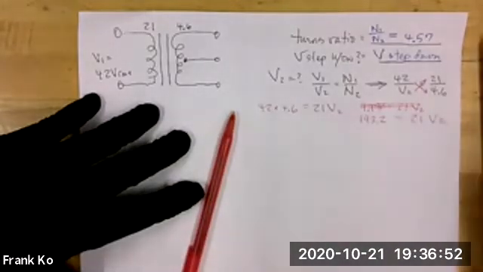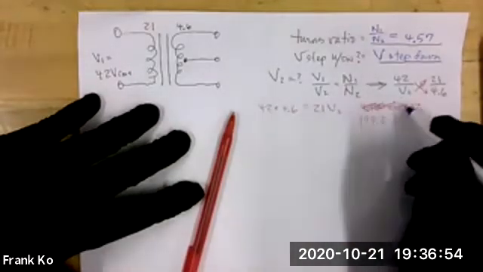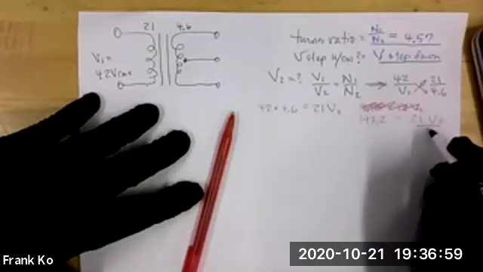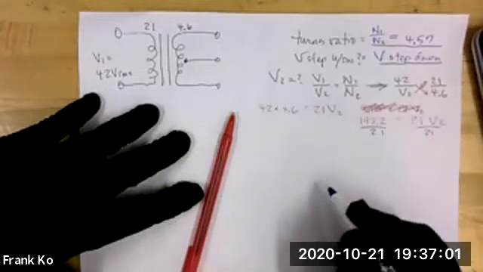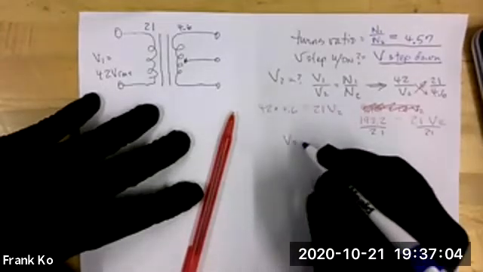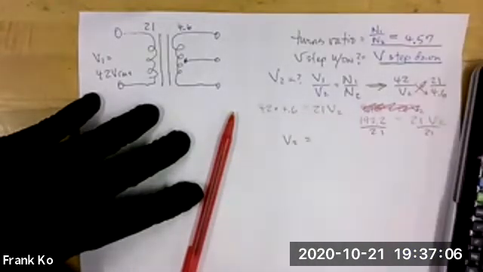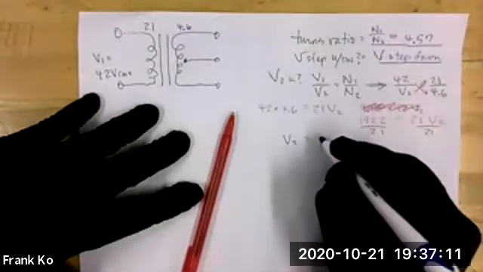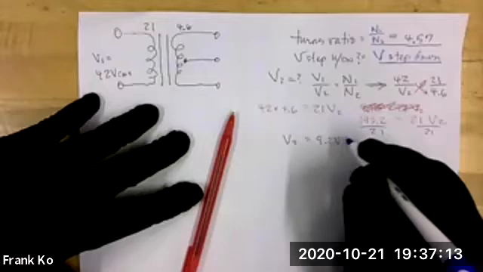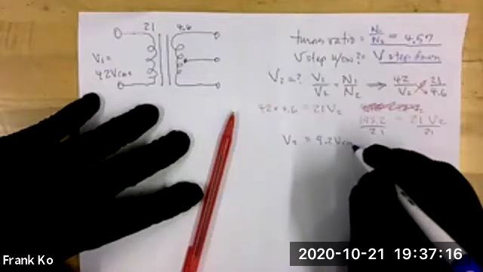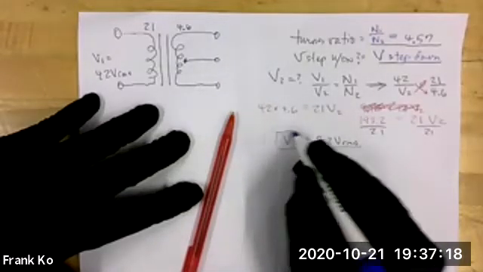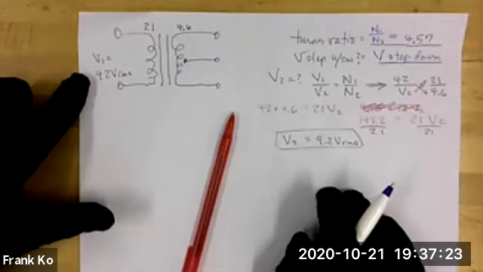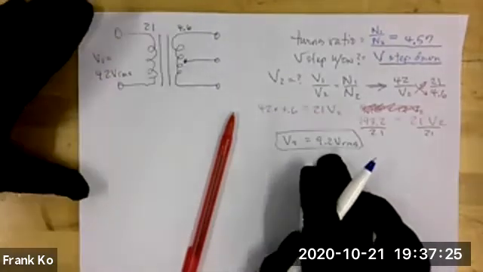Then how do I isolate my V2? Divide both sides by the 21. When you do so, you discover that your V2 works out to be what value? 9.2 volts. Everybody okay with V2 being 9.2 volts RMS? So in the primary, we have 42 volts RMS. In the secondary, we have 9.2.